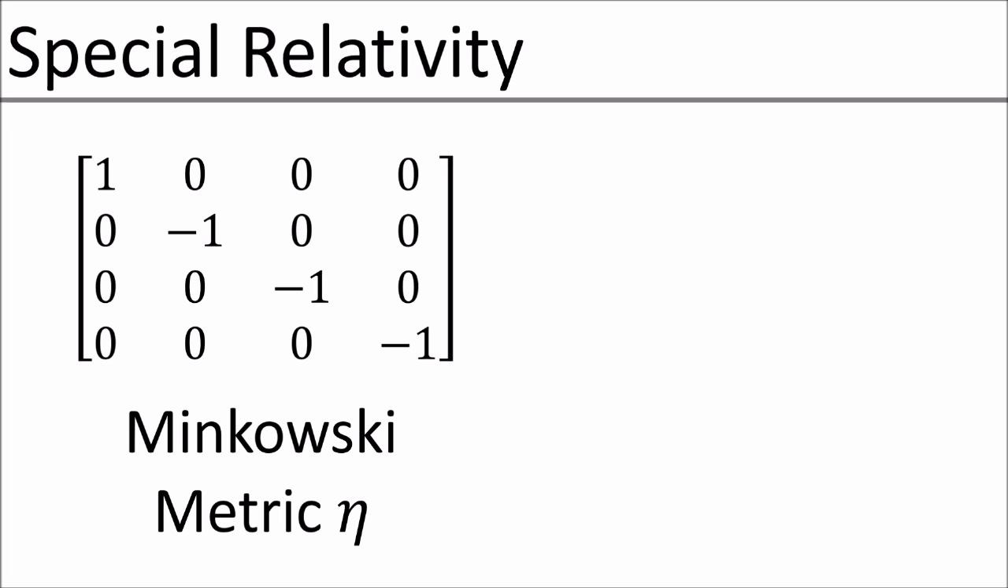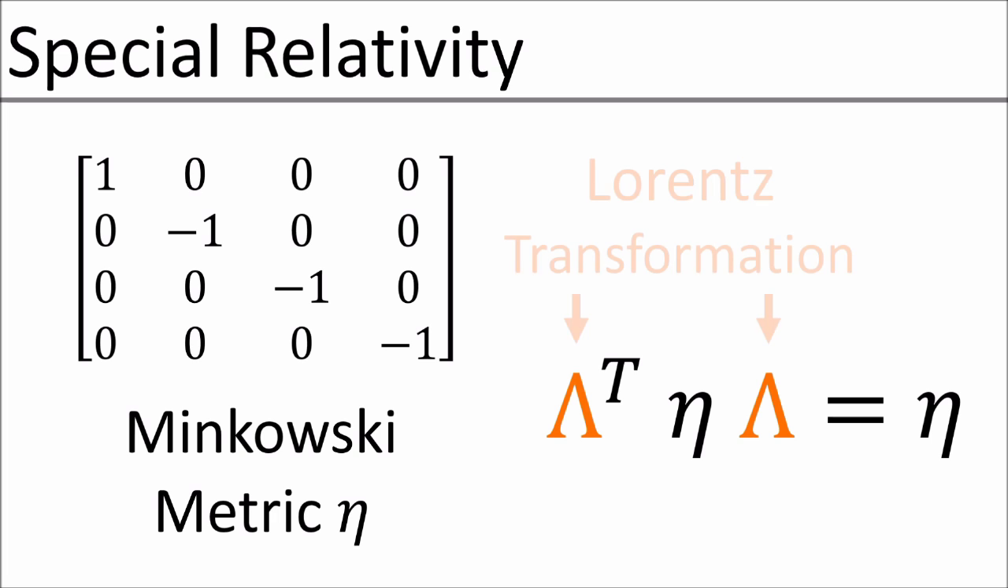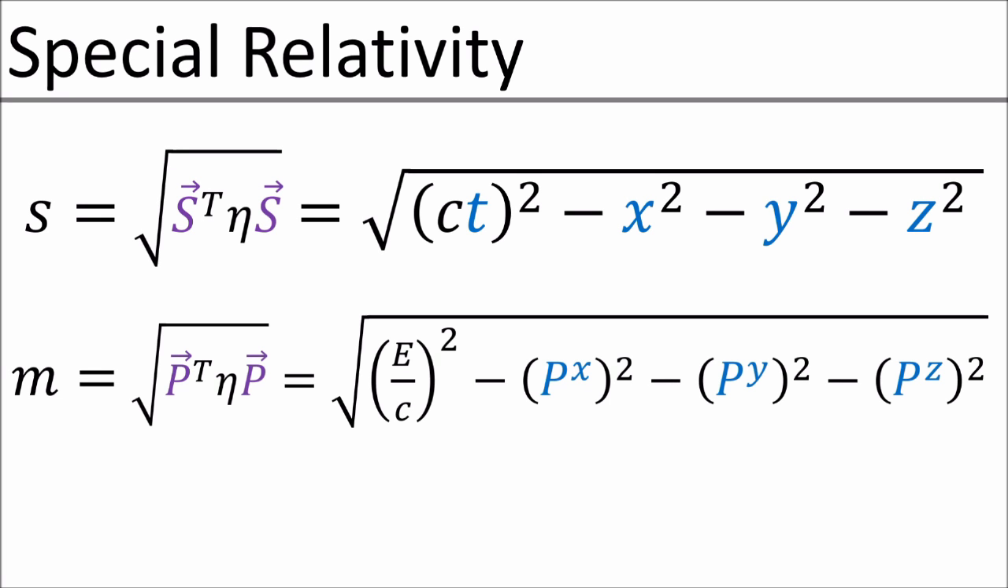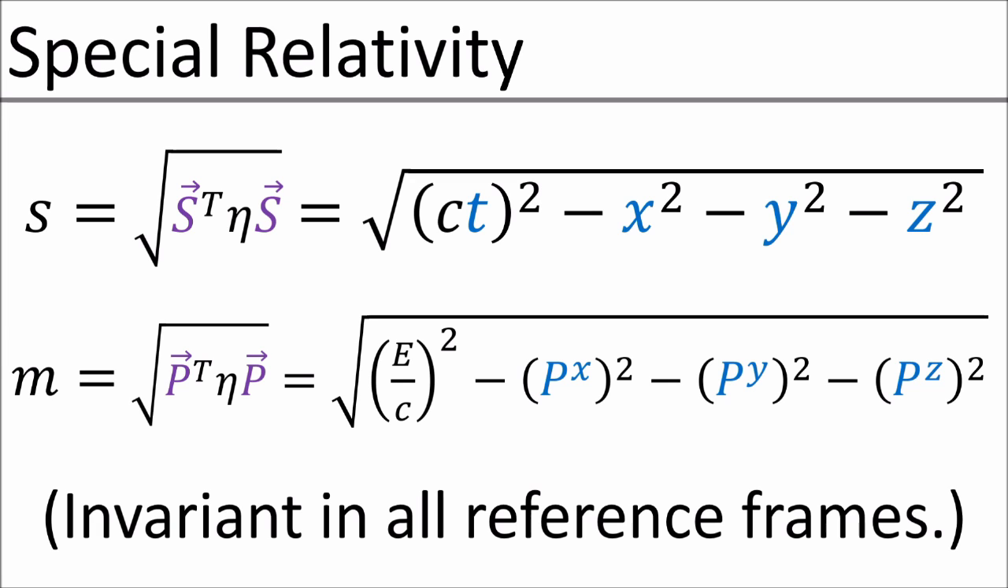The Minkowski metric is important in special relativity because it is unchanged by Lorentz transformations. The Minkowski length of the four-position vector is the spacetime interval S, and the Minkowski length of the four-momentum vector is the object's rest mass m. These quantities are invariant in all coordinate systems.